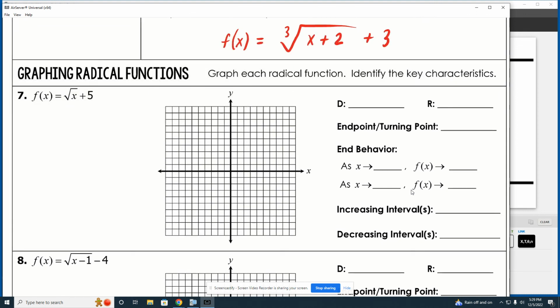I want you to notice this real quick. Really, this is just a parent function, but it's added 5 on the outside. So I hope that you guys might know that that means it's taken a square root function and it simply shifted it up 1, 2, 3, 4, 5. So I bet you anything, my endpoint is definitely going to 0, 5, right? Because it didn't shift left, it didn't shift down, it only shifted up 5. Let's go check it out.